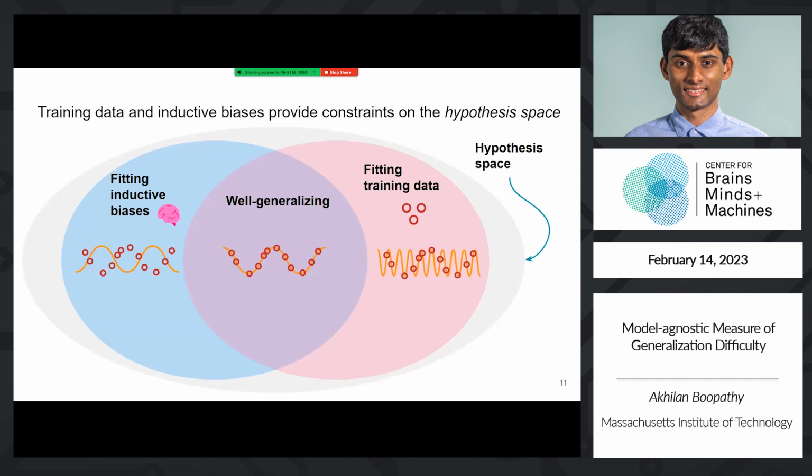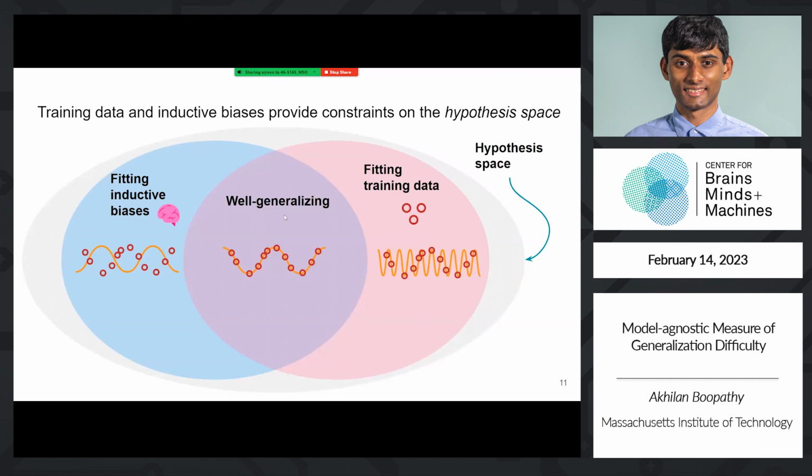We might imagine that there are basically two ways we could split up the hypothesis space. One is we could categorize hypotheses by whether or not they fit the training data. For example, these two hypotheses on the left both fit the training data, so the orange curves go through the red points. And this hypothesis does not.